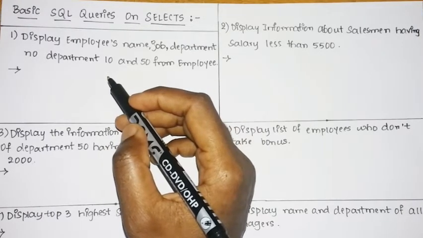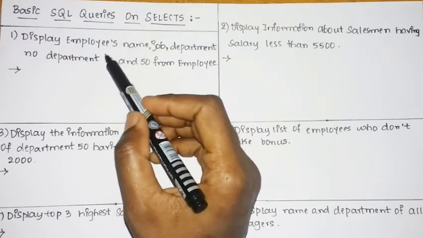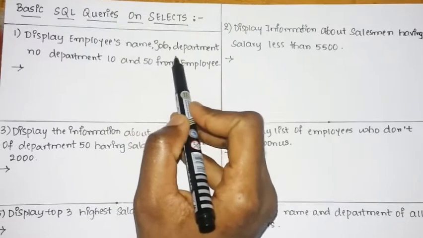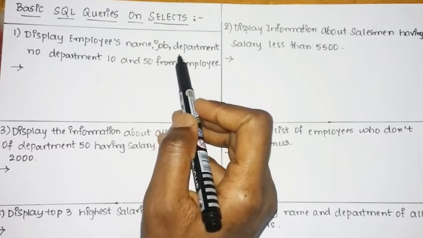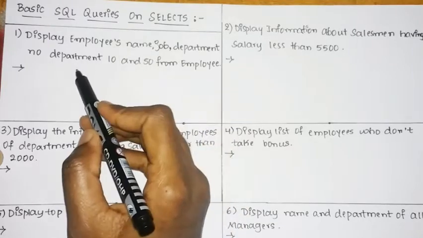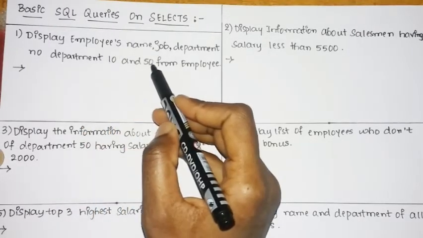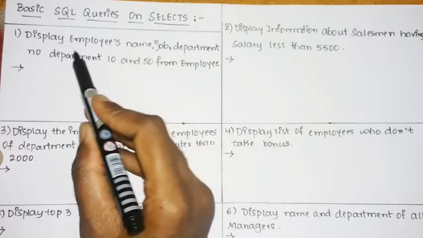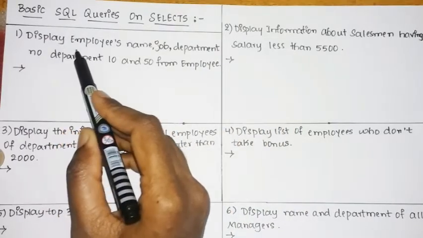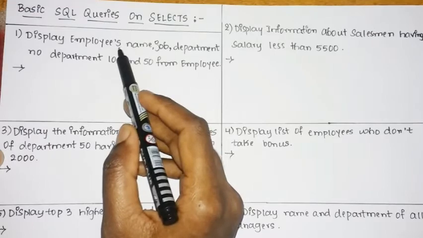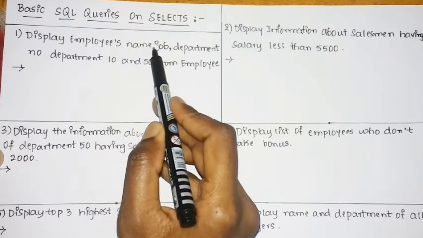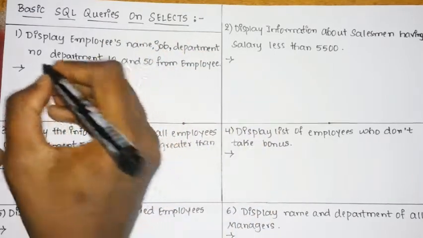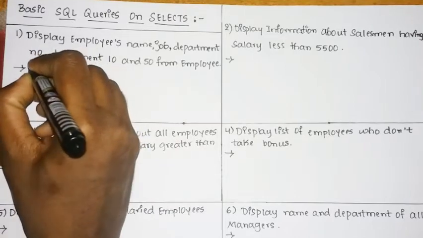So first we shall see the first question, that is display employee's name, comma, job, comma, department number. In that you need to display the department 10 and 50 from the employee table. So the first thing is, first you need to see what you need to display. So you need to display only two things, that is employee name as well as job. So we shall use a select clause in order to select.